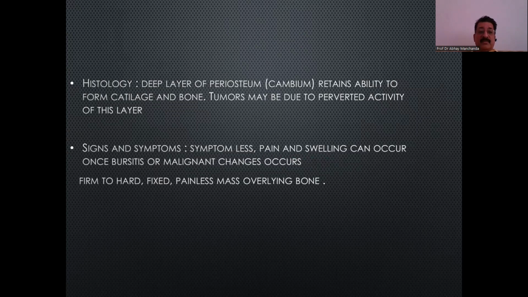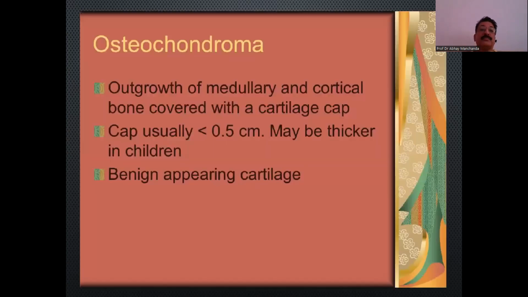What are the signs and symptoms? It has no symptoms. Pain and swelling can occur once bursitis is there, or due to pressure symptoms, or there is malignant conversion in the tumor. Only then it becomes painful. It can be firm to hard. It is usually fixed, rather always fixed, a painless mass overlying bone. The capsule usually is less than half a centimeter, maybe thicker in children.